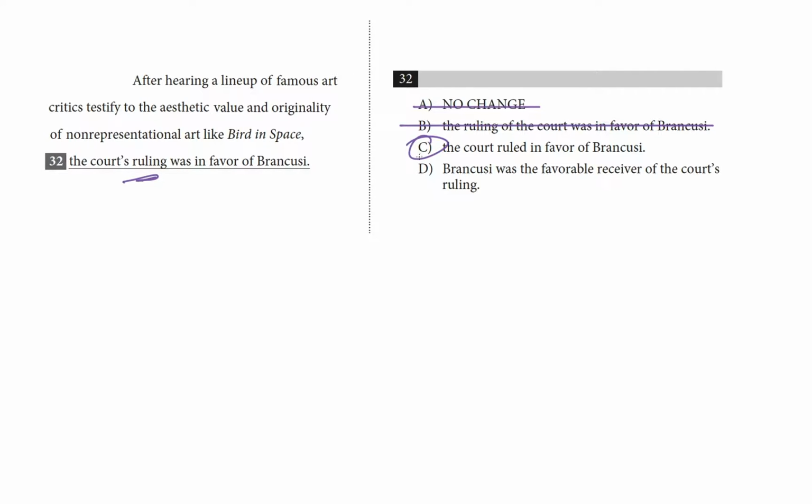But let's check out choice D. Brancusi was the favorable receiver of the court's ruling. This one's wordy and a bit awkward, and it also changes the meaning of the sentence. It was the favorable ruling that this whole passage is about. And this choice suggests that Brancusi himself is favorable, which doesn't make sense, so I'm going to cross it out.